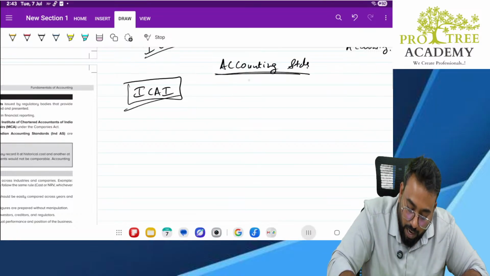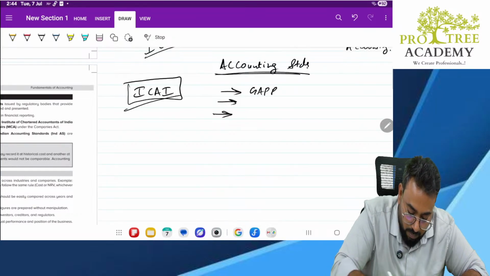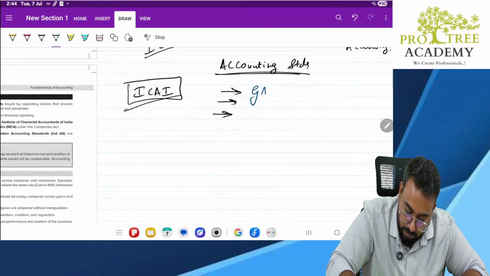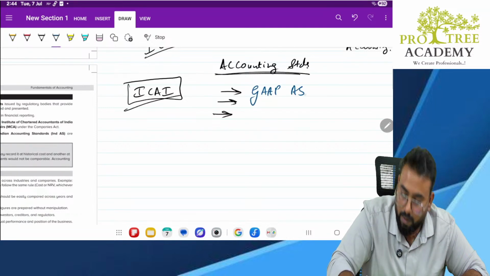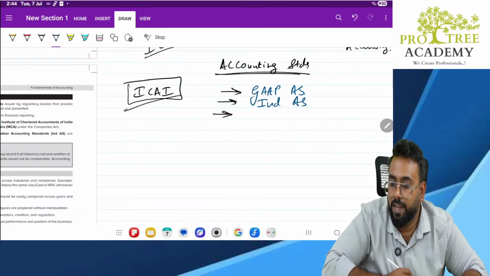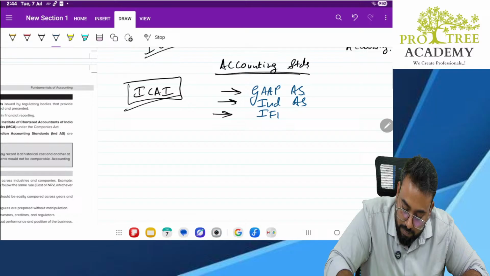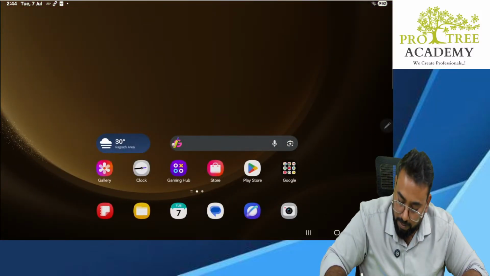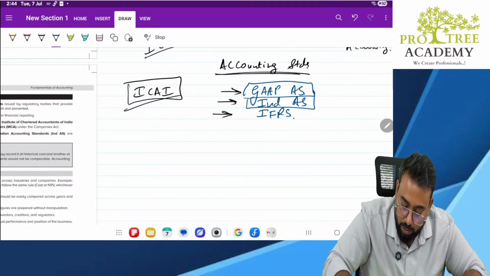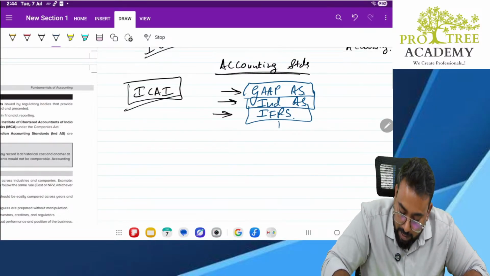Okay. Now, accounting standards are actually of three types, just for your knowledge. One is our GAAP accounting standards. One is our Ind AS. The other one is IFRS. Now, what is GAAP accounting standards, sir? What is Ind AS, sir? What is IFRS? First, we'll start with IFRS.